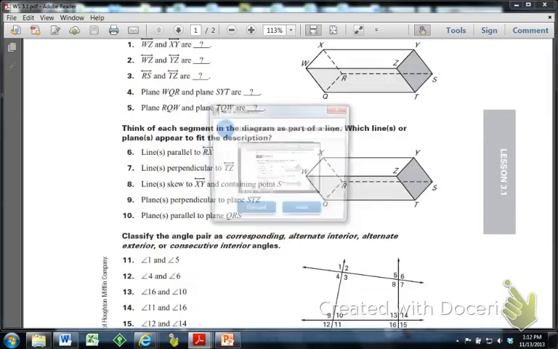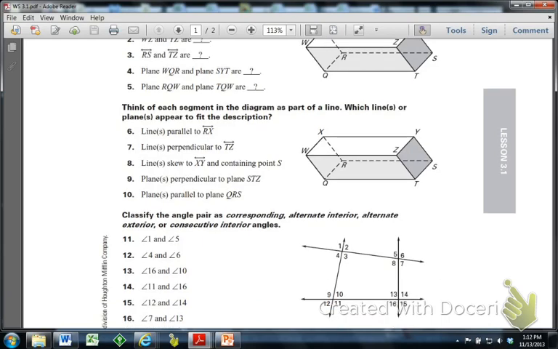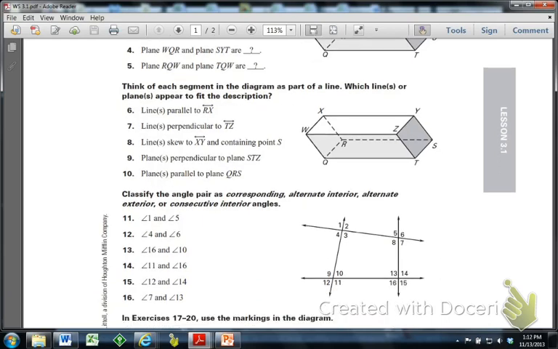As I continue down, looking at the next section, it says, think of each segment in the diagram as part of a line. Which lines or planes appear to fit the description? So I'm going to read number 6. It says, line or lines that are parallel to line RX. So I look at RX, and it looks to me like the other lines that are possibly parallel.